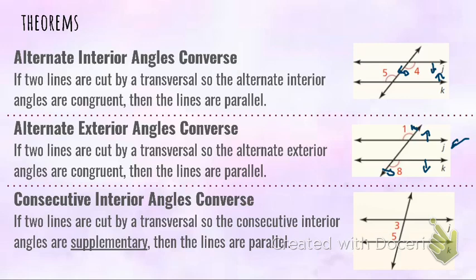Okay, if those 2 are congruent, same measure, that's what congruent means, remember? That means that they are parallel lines. So J and K are parallel.